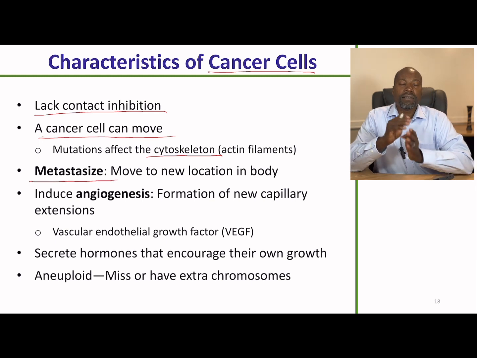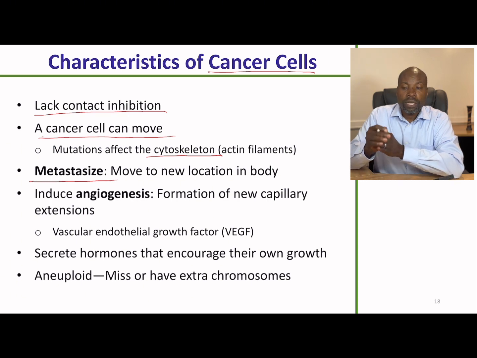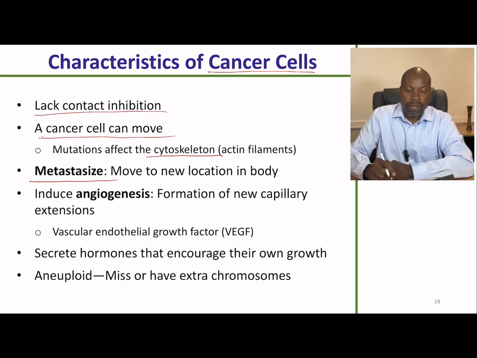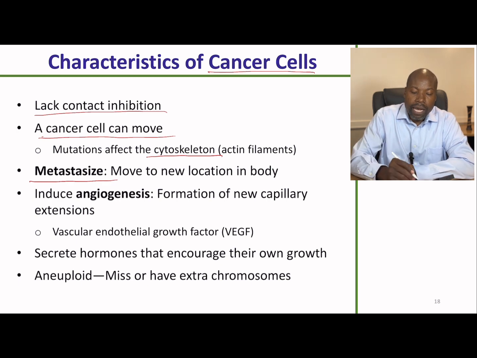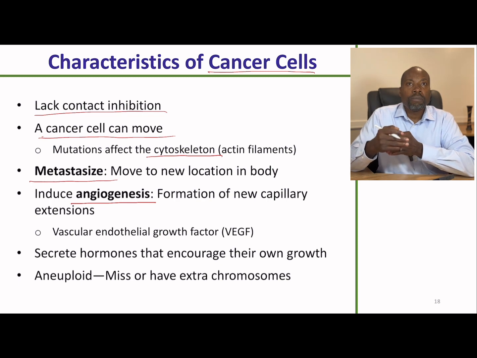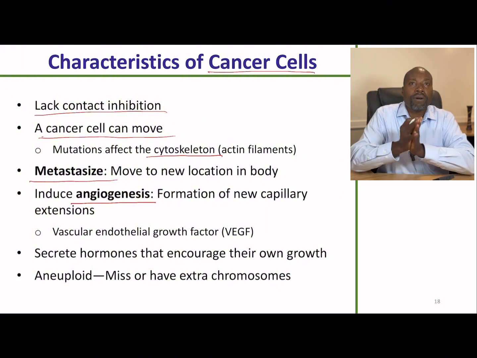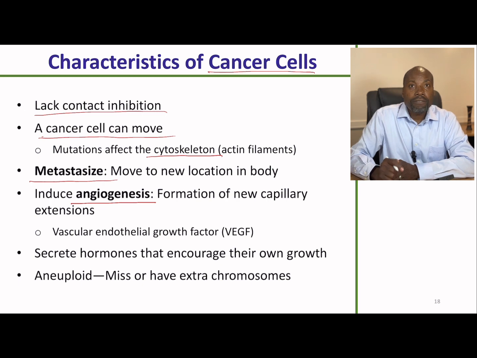Metastasis is when cancer cells can go to another location compared to their area of origin, right? And with that metastasis, typically we are going to see angiogenesis. Angiogenesis is the formation of brand new blood vessels. What makes it necessary? The need for oxygen, the need for nutrients so that this cancer cell can receive nutrients and oxygen, right?